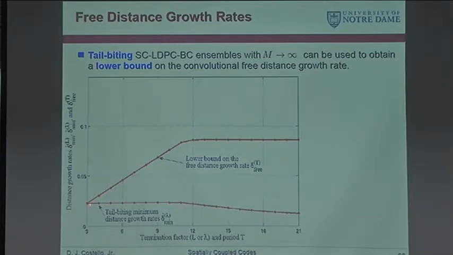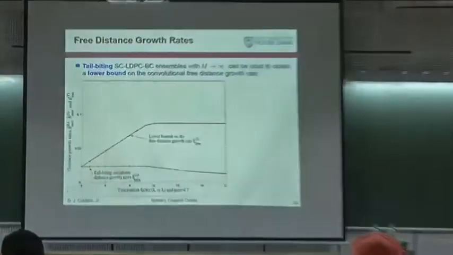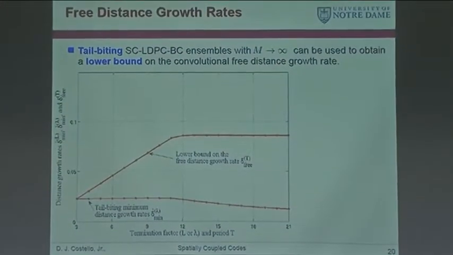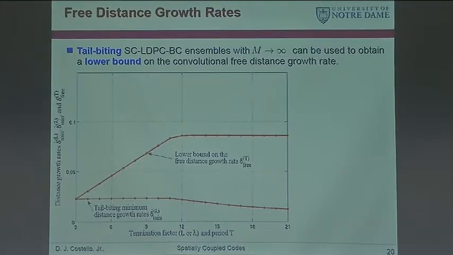So the growth rate is going to start at actually 0.023 because it's a 3/6 ensemble. As you make the tail-biting length longer and longer, you're not making the code any stronger. You're just making it longer. So eventually the distance growth rate starts to fall off and will go to 0, because you've got a certain constraint length there, and you're just making the length of the code longer without increasing the constraint length. So this can be used to lower bound the free distance of the associated unterminated code.